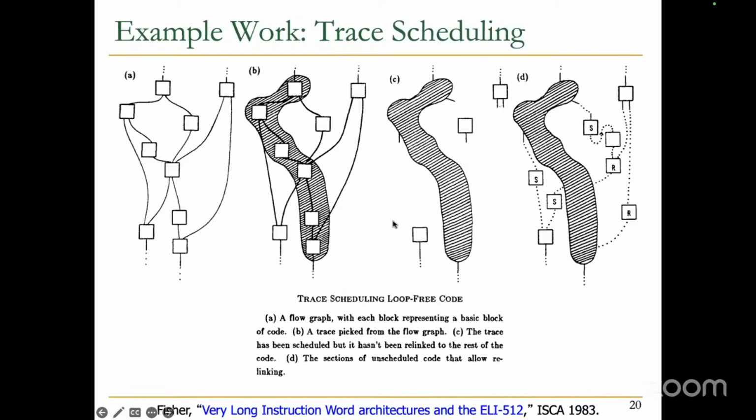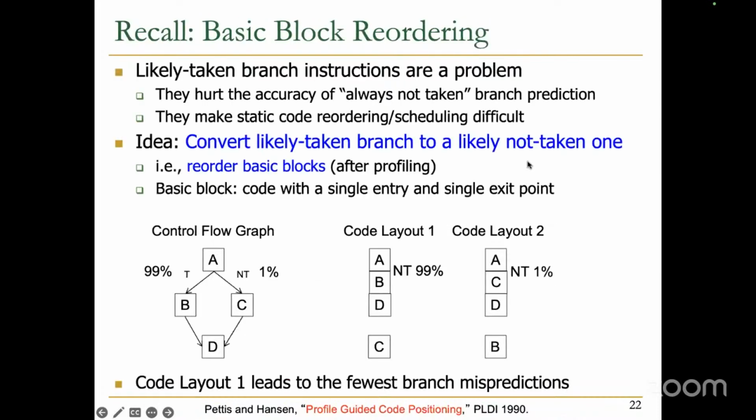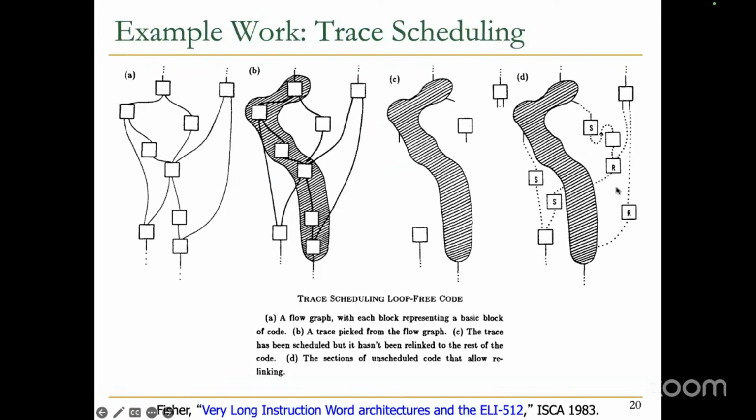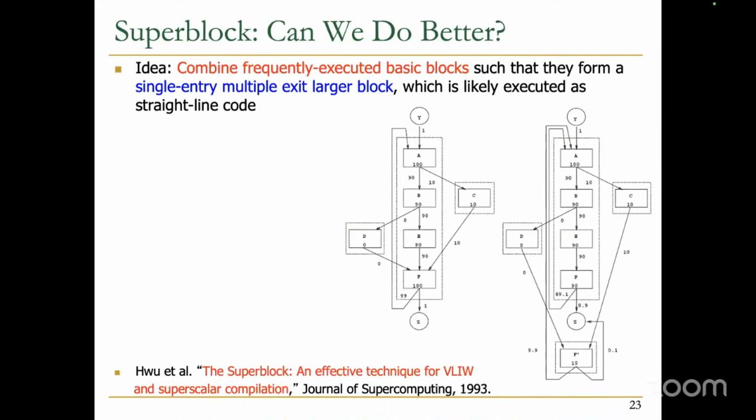One of the problems with a trace is that you can have multiple entries, multiple exits. So you can basically enter the trace from somewhere here, and you can exit the trace anywhere. So it's multiple entry, multiple exit, which actually hinders some of the compiler optimizations. But Superblock says that we can combine frequently executed blocks such that they form a single entry, multiple exit larger block, which is likely executed as straight line code. Basically, you cannot enter from somewhere else.